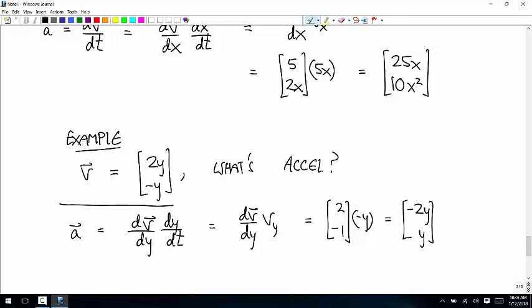And so for a given location y, a given y position, what's the net force acting on this object? Newton's second law says F net is equal to mass times acceleration, so just multiply that by whatever the mass is, and that tells you what the net force is.